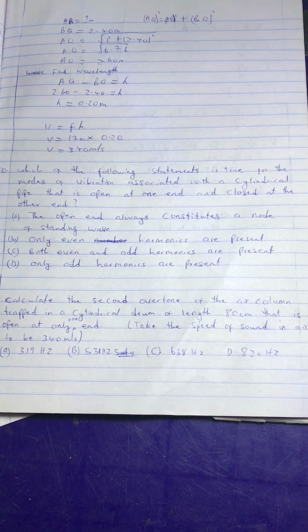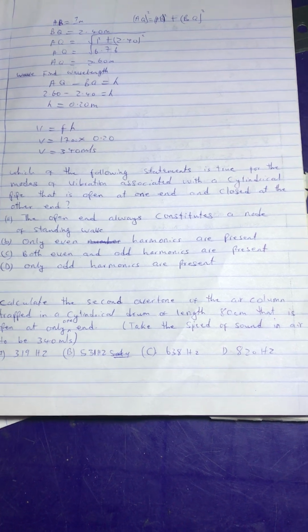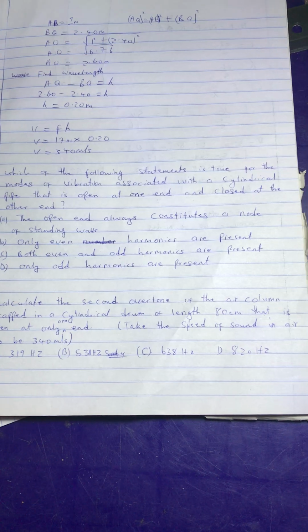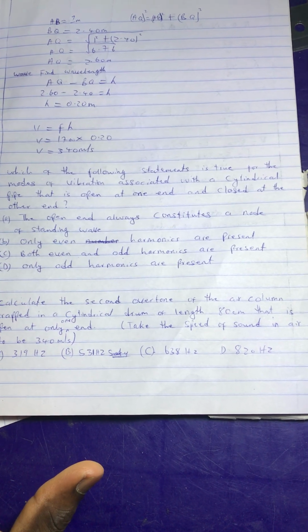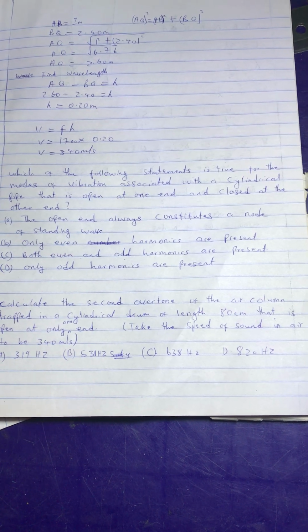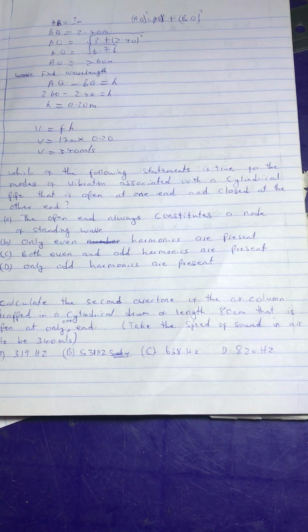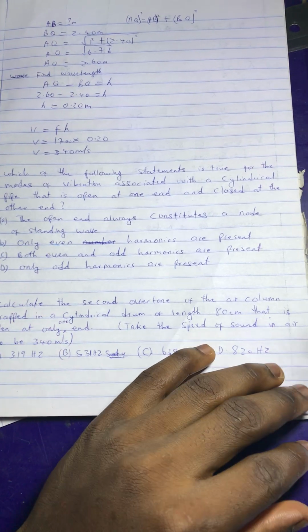Now, if you don't know what a closed pipe is and you don't know what your second overtone is, you can't answer these questions. That's the reason why you should go to my previous video to watch. I explain what a closed pipe is and even explain what overtone and harmonics are. So now this is it here.